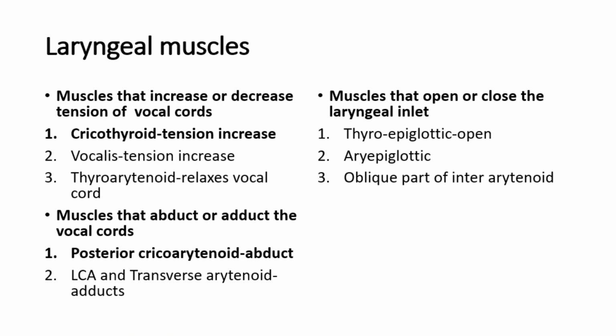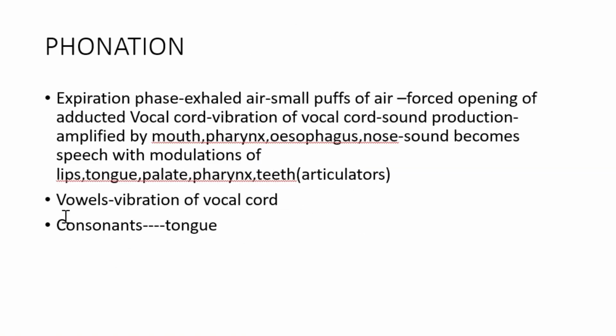So what are the steps, how does this air pass? Basically, during the expiratory phase, during exhalation, small puffs of air pass, and there is forced opening of the adducted vocal cords. You know that adduction is required for phonation, abduction for respiration. The vibration of the vocal cord takes place because the space is narrow, air has to pass, the vocal cords will vibrate and the sound will be produced.